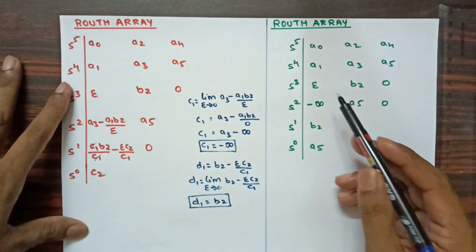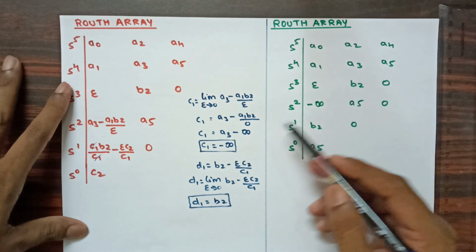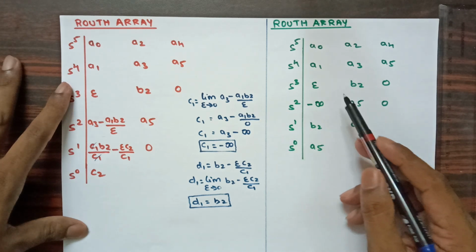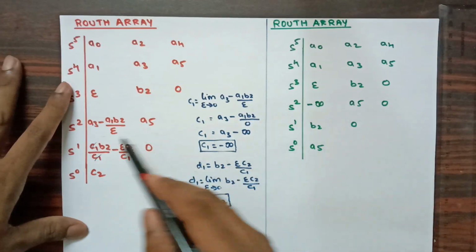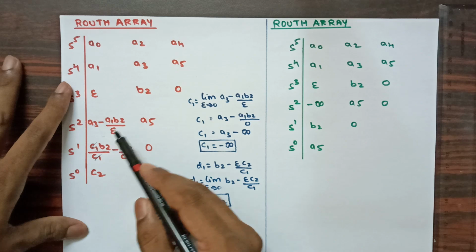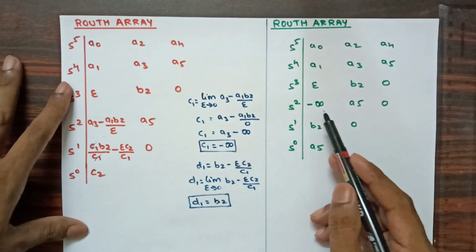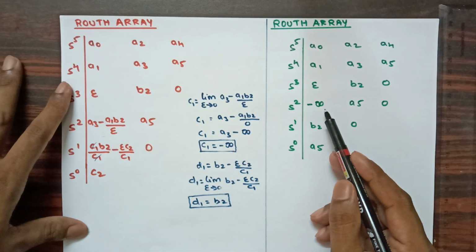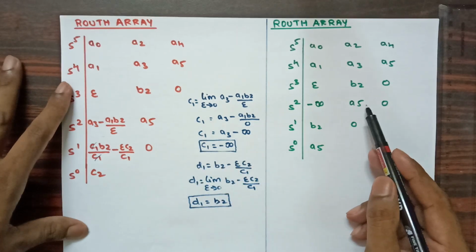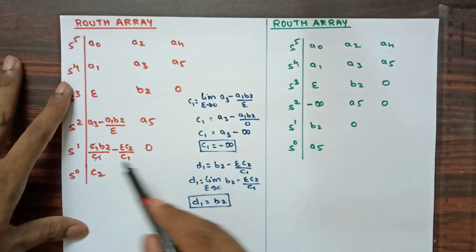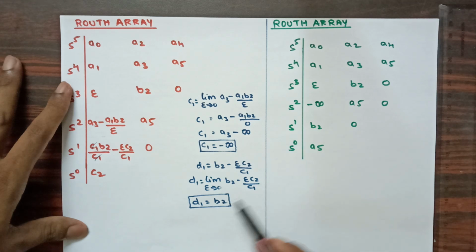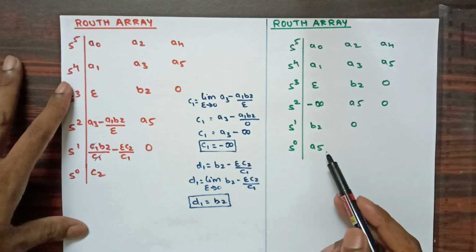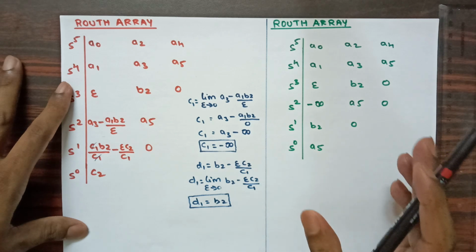Now you can see this is the array we got after applying the limit epsilon tends to 0. Till here I got the same rows, and for this epsilon equation I got a value of minus infinity. I have considered here minus infinity. The next value as it is A5 I have considered. So for this epsilon equation I got B2, that I have shown here, B2 value, and then for C2 I got A5. Now the array is ready.